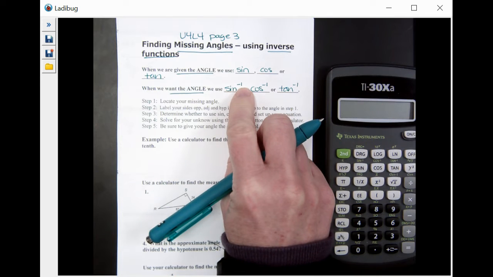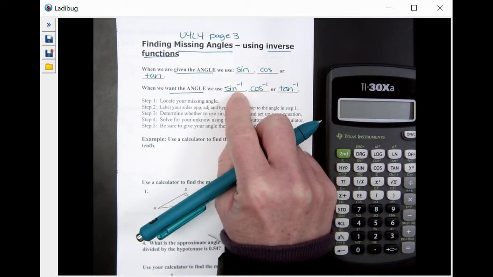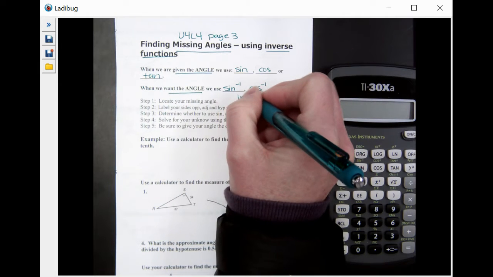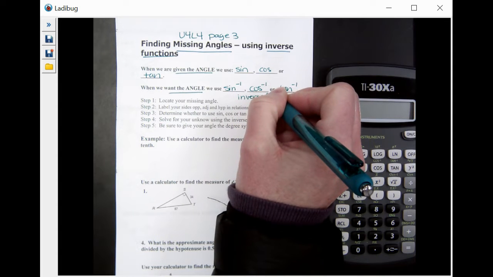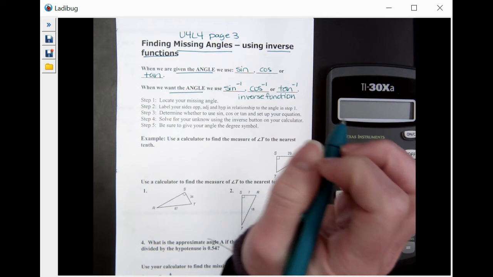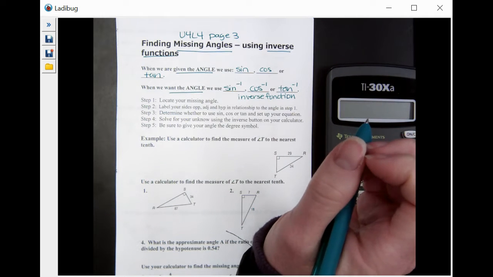Note that this is like a little -1 exponent, but it's not an exponent. It's just written up above and small. This is the inverse function. So don't say sine to the -1 because that's different. That is something that you'll use later, but this is sine inverse.